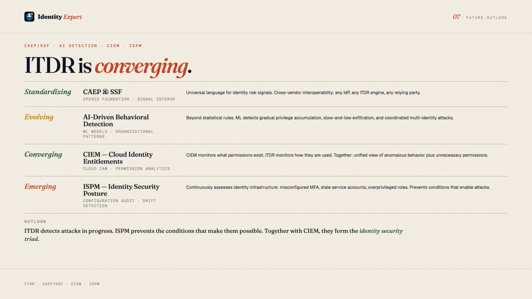Fourth, Identity Security Posture Management, ISPM. ISPM continuously assesses the security configuration of identity infrastructure itself. Misconfigured MFA policies, stale service accounts, overprivileged roles, missing conditional access rules. ITDR detects attacks in progress. ISPM prevents the conditions that make those attacks possible.